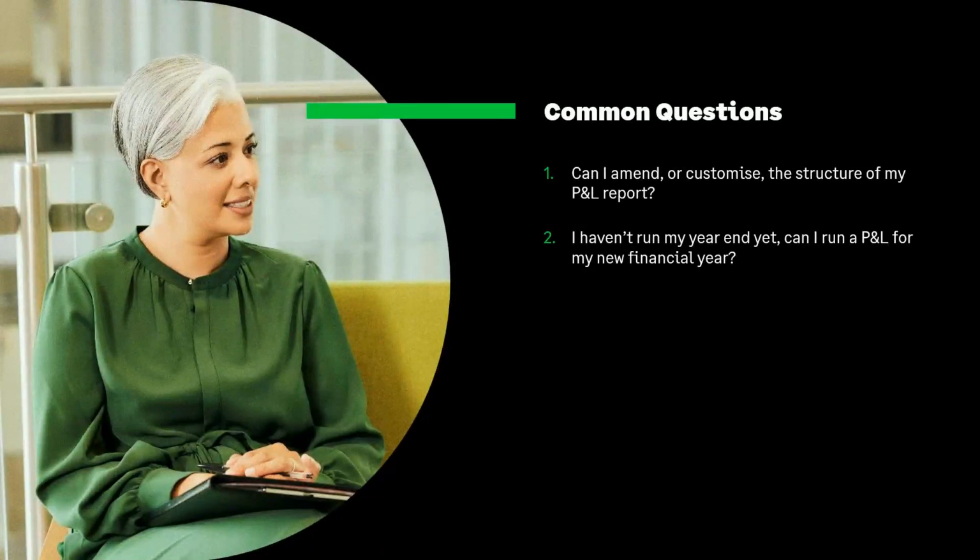So going back to question 1, always get asked this: can I amend or customize the structure of your P&L report? Yes, it's all to do with the chart of accounts. The design of the report itself, no, that's pretty much fixed. But which nominal codes, the descriptions, the grouping of the nominal codes, what I picked up where, then yes, you can amend your chart of accounts, but you can't edit the report itself to change the look and feel of the report.